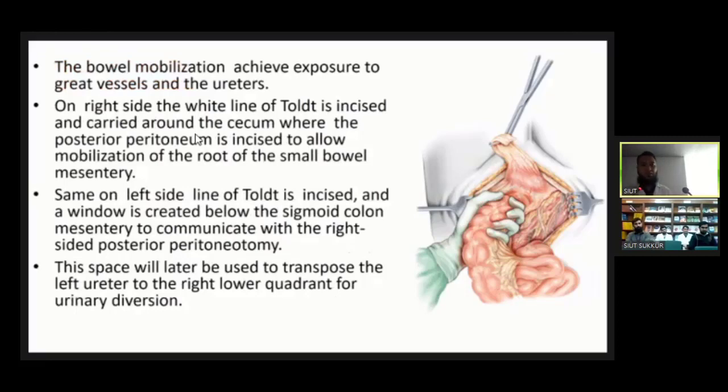Bowel mobilization is achieved to expose the great vessels and the ureter. On the right side, we follow the line of Toldt around the cecum, incise the posterior peritoneum, and allow mobilization of the small bowel mesentery. The same on the left side: follow the line of Toldt and create a window in the sigmoid colon. This space will later be used for the transposition of the left ureter to the right quadrant, and for the urine diversion.